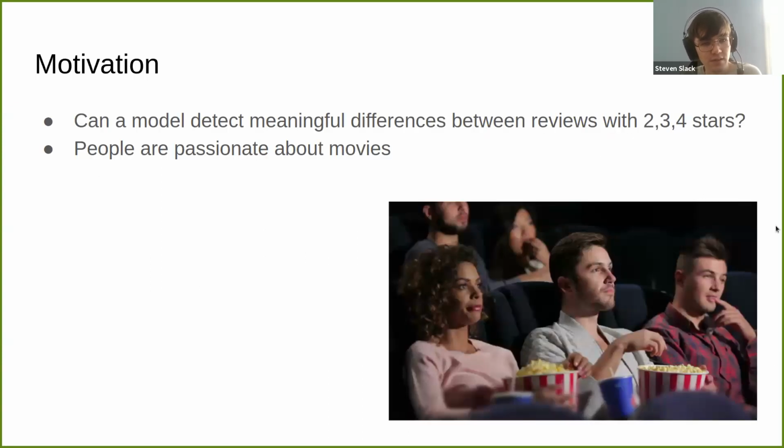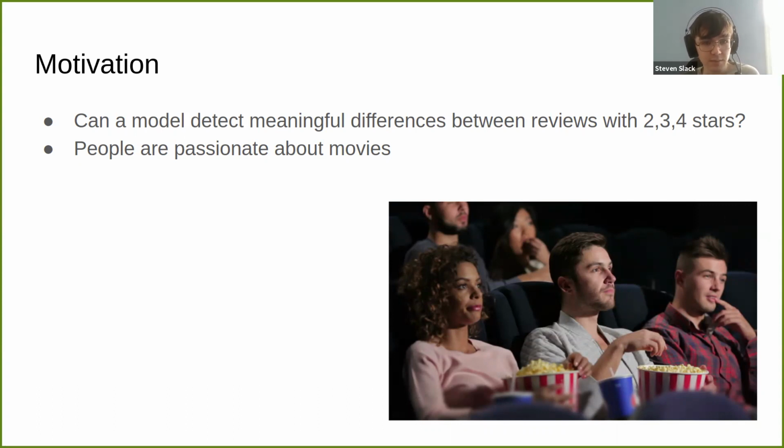All right, so my motivation for this, I really wanted to see if a model could detect differences between reviews with 2, 3, and 4 stars. It's already pretty apparent that 1 and 5 stars are going to have differences because those are very polarized. But I wanted to see if 2, 3, and 4 stars, being more loosely defined, had some standard that people would use their language for.